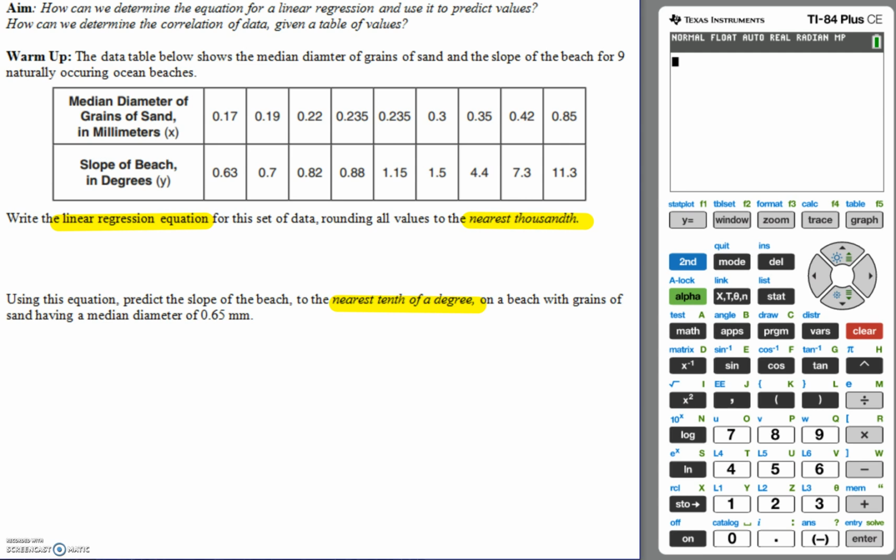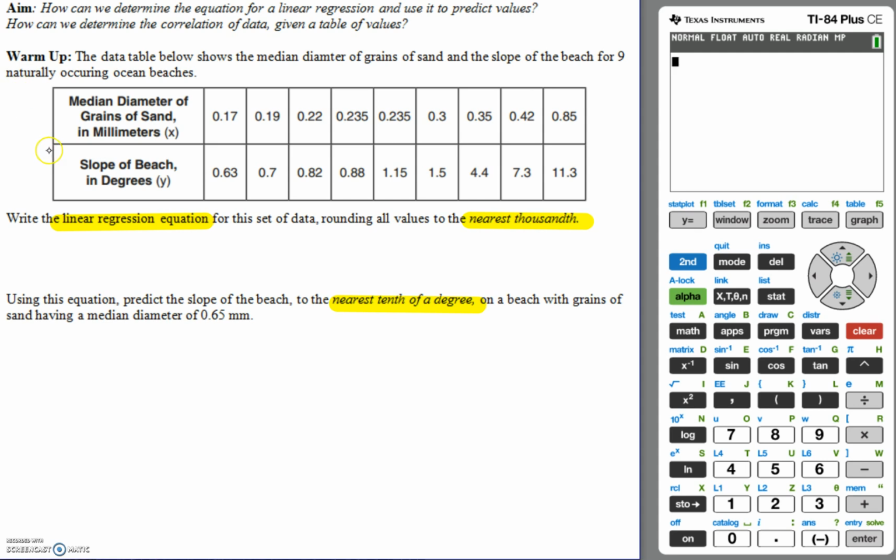Hey guys, so in this video, we're just going to look at how to create a linear regression equation, use that equation to predict values, as well as determine the correlation of your data given a table of values. So for this first question, it should be nothing new because it's stating to write the linear regression equation for this set of data, and then you're rounding all your values to the nearest thousandth.